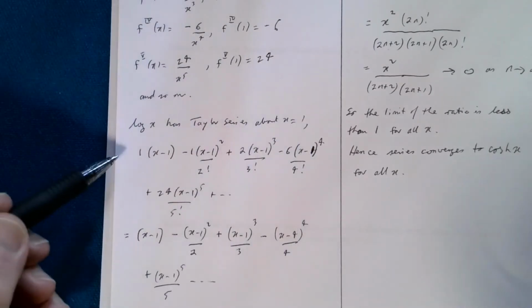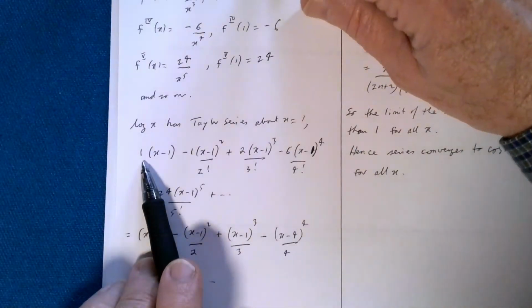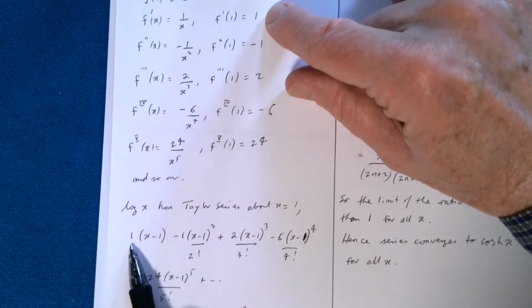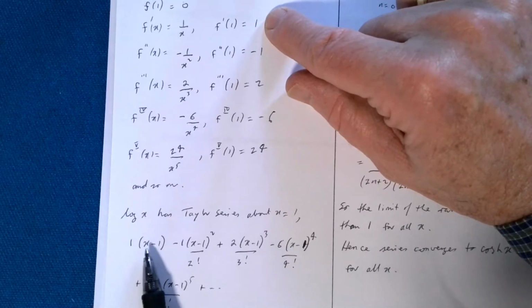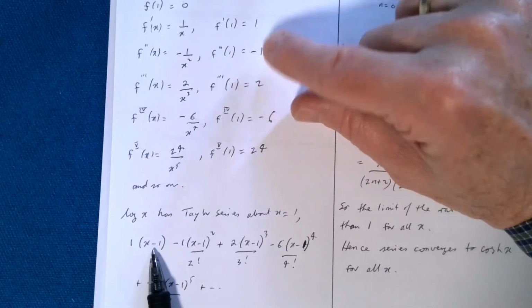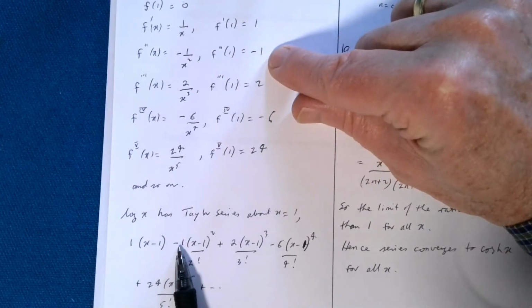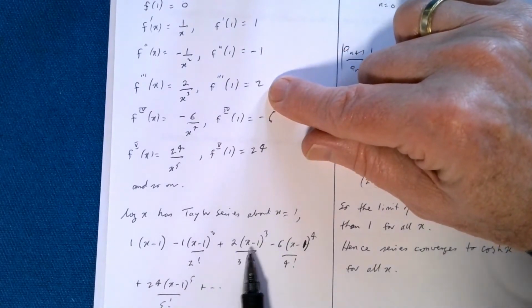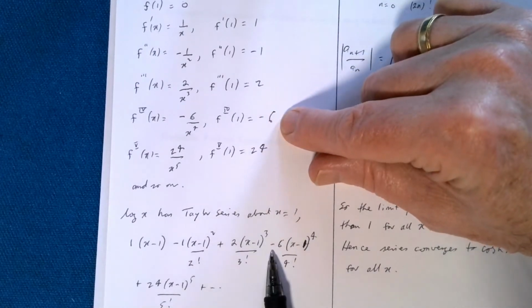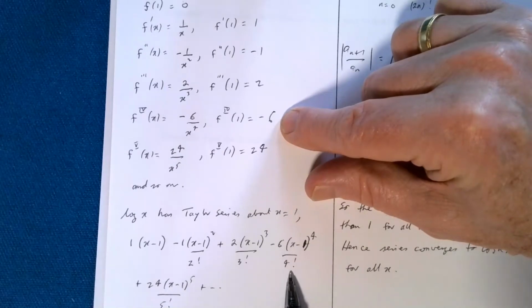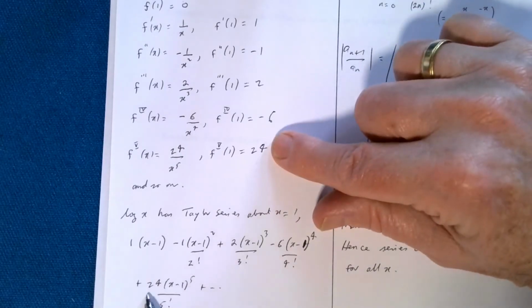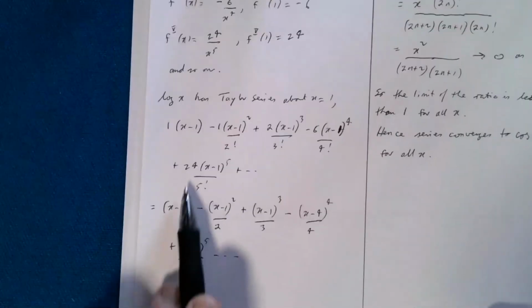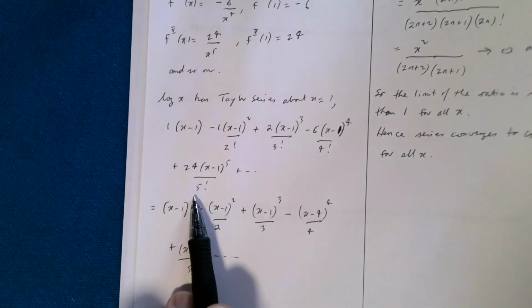The first term was 0. The next coefficient was 1, so it's 1 times x minus 1. And the next coefficient was minus 1 times x minus 1 squared on 2 factorial. The next coefficient was 2, x minus 1 cubed on 3 factorial. Next coefficient's minus 6, x minus 1 to the 4th on 4 factorial. The next one was 24, x minus 1 to the 5th on 5 factorial.